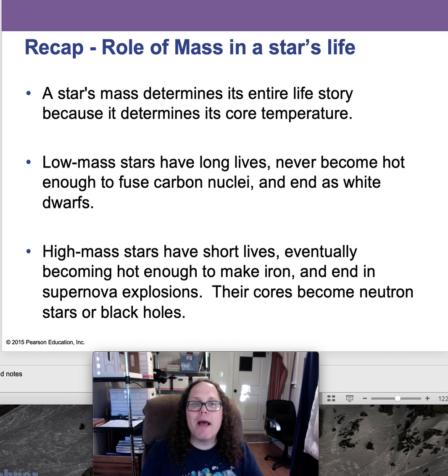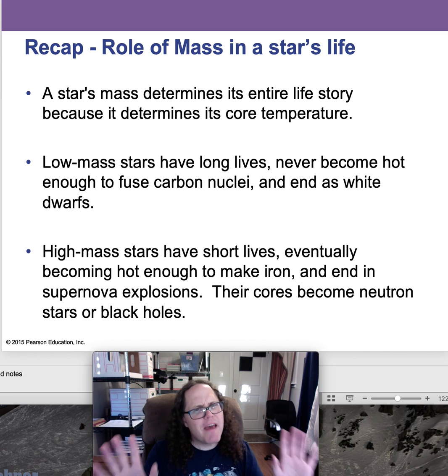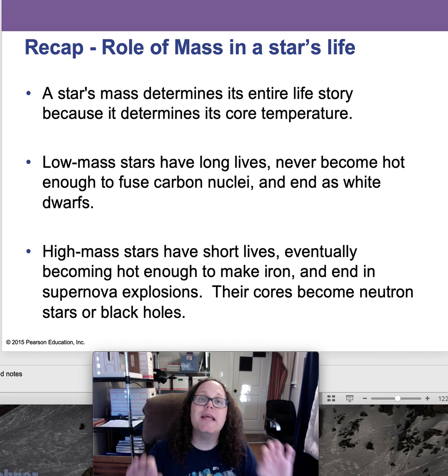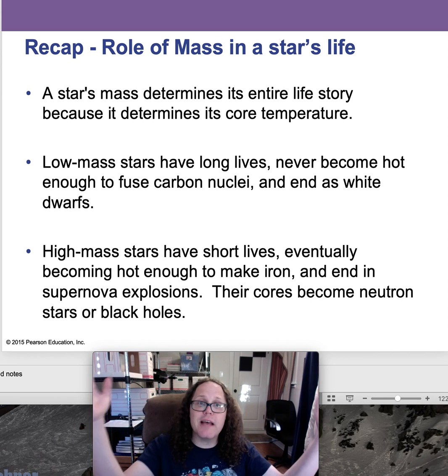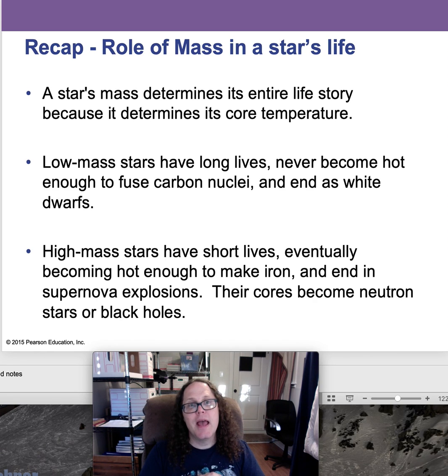So, a low-mass star fuses hydrogen into helium, helium into carbon, and at the very end of its life, carbon into oxygen as it poofs its outer layers into space, leaving its core behind as a white dwarf. A high-mass star fuses heavier and heavier elements until it makes iron, which triggers a supernova. A star's life stages are determined by its mass.